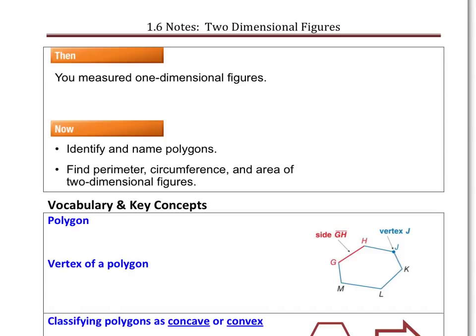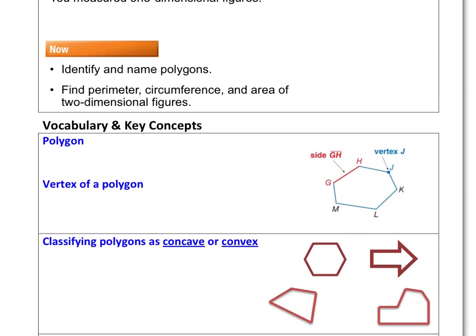So the first thing we're going to do is talk about polygons and how to classify them either by the number of sides, whether they're convex or concave, that type of thing, whether they're regular or irregular. And then we're going to just look at things that you know very well already: perimeter, circumference, and area of two-dimensional figures. Okay, so let's first talk about a polygon.